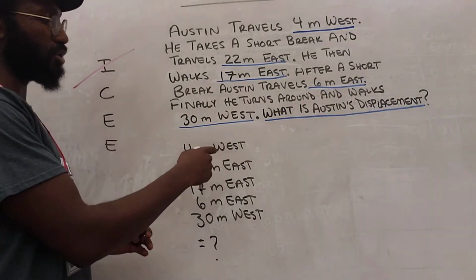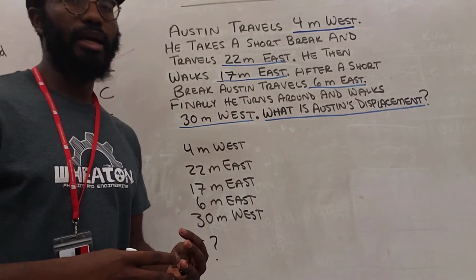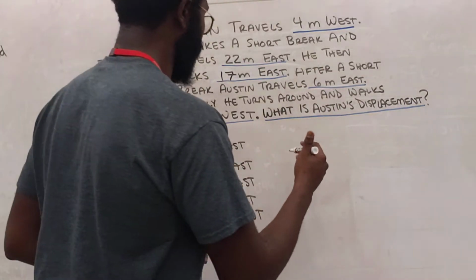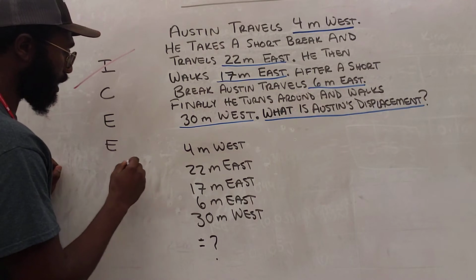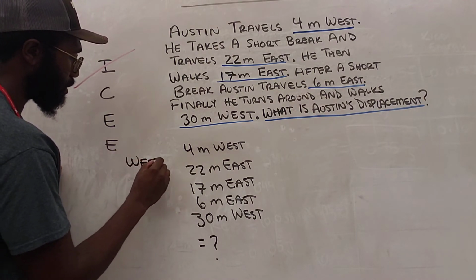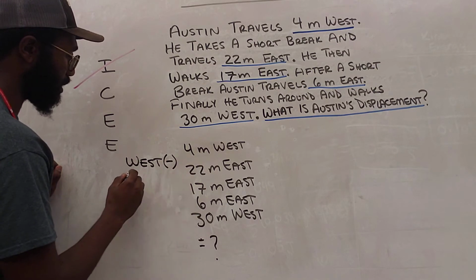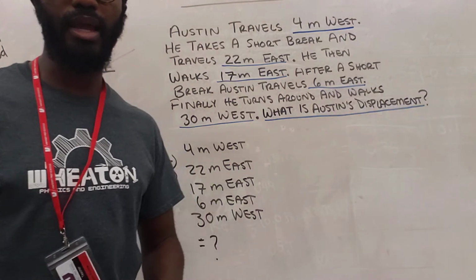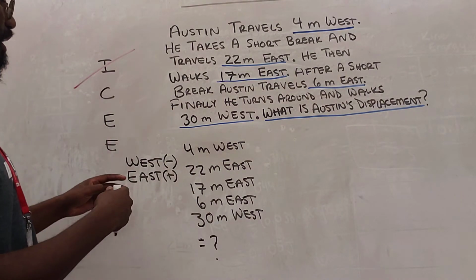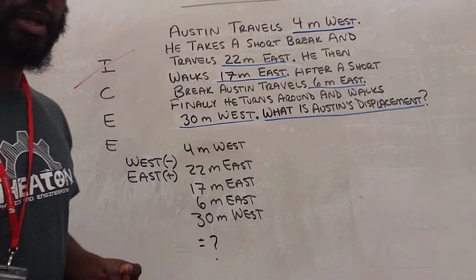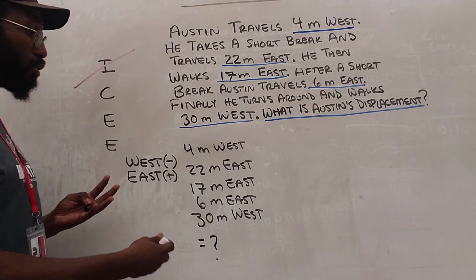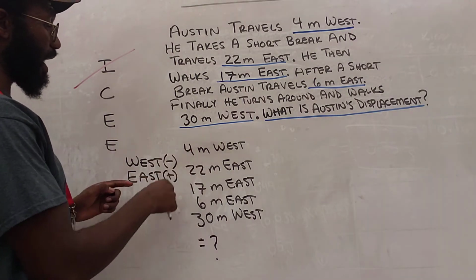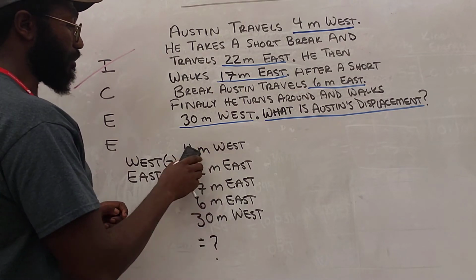Now, when we see that it says west, we know that we're gonna have to decide which direction is positive and which one is negative. Okay, so I'm gonna go over here and let's decide that west is our negative direction and east is our positive direction. Now this is completely arbitrary. I could have decided for west to be positive and east to be negative. It doesn't matter, we just have to choose a convention and be consistent, okay? So now that I know that west is my negative direction, I'm gonna rewrite this.